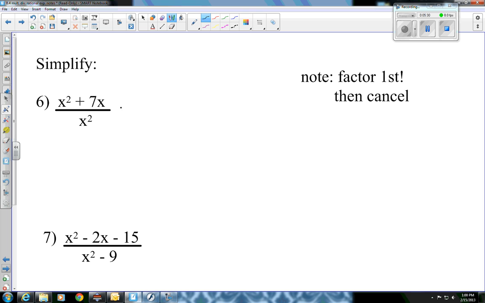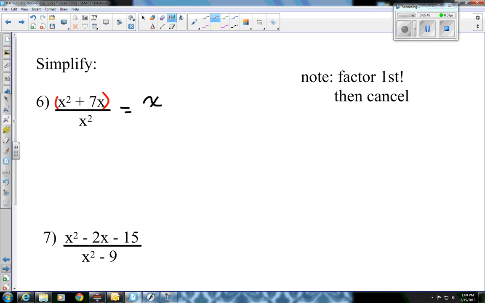Oh, wouldn't the x squareds cancel each other? No. If they're by themselves, though. No. It's just like what we just did. Don't do that, because this is a plus, not a times. So this has to be considered all as one thing up here. All of that has to be there to cancel.